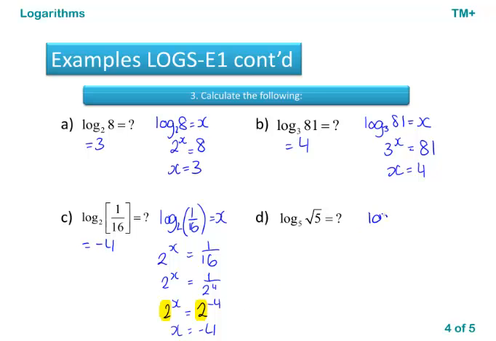This one, log base 5 of square root of 5 equals x. Rearrange: 5 to the power of x is square root of 5. I can rewrite the square root of 5 as 5 to the half. You can see the bases match, so x must just be a half. So the answer here is a half.